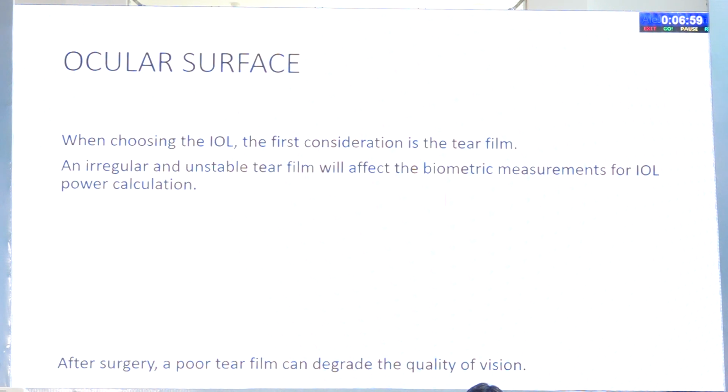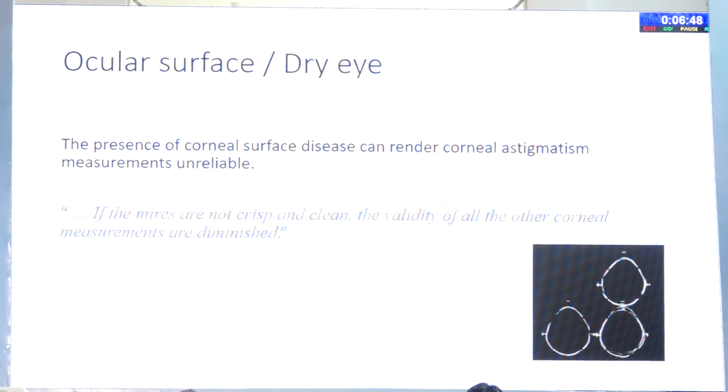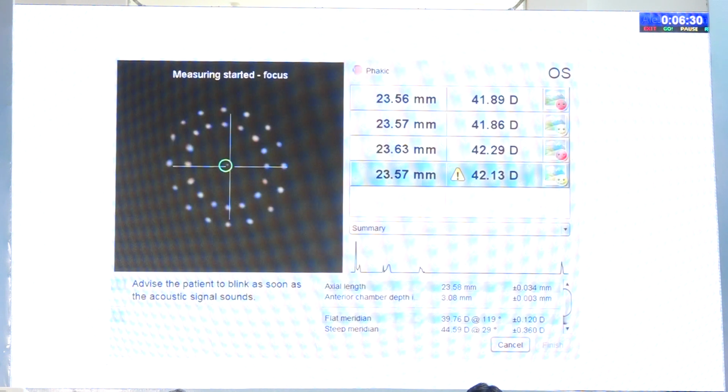Ocular surface: when choosing the IOL, the first consideration is going to be the tear film. An irregular, unstable tear film will affect the biometric measurement and IOL power calculation, and after the surgery also, a poor tear film can degrade the quality of vision. So remember, if the mires are not crisp and clean, the validity of all the other measurements is going to be diminished. This holds true for the AIOC, and the Placido ring-based corneal topography will also be affected by dry eye. So try to look at the mires when you are calculating, whether it is an AIOC or Placido-based rings. Even optical biometers like Lenstar will be affected by tear film instability. As you could see here, the mires are irregular.